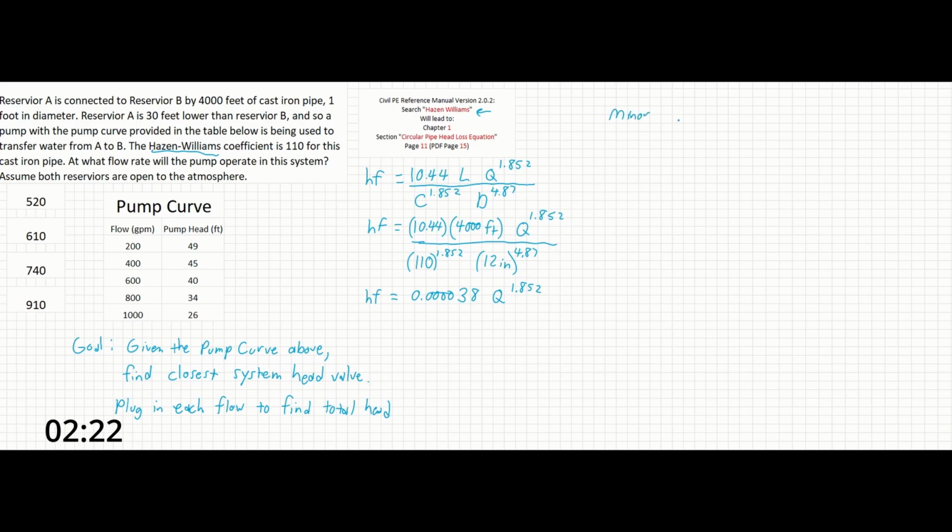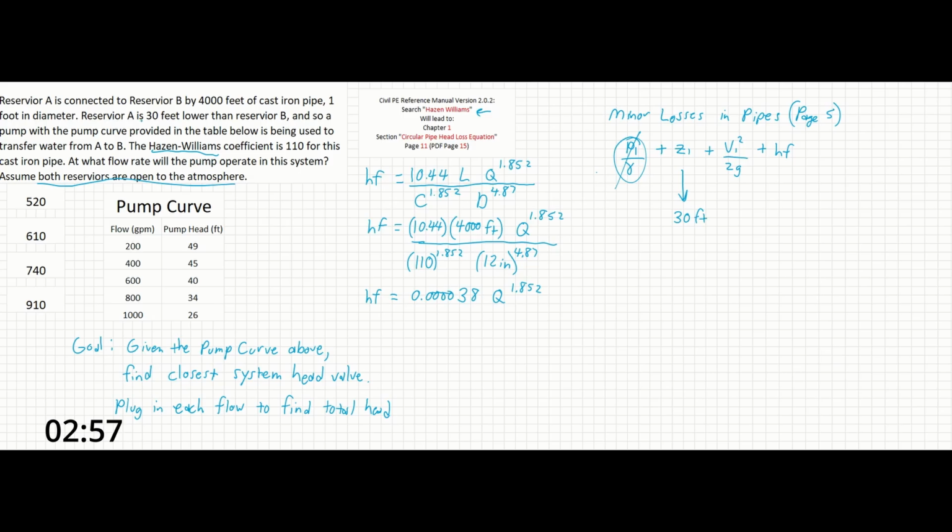On the left side of the equation, we are focused on head. The problem gives us the term for H_f, but there are other head losses we need to account for as well. Pressure head can be ignored, since both reservoirs are open to the atmosphere. Elevation head needs to be included, since it's noted that reservoir A is 30 feet lower than reservoir B. Finally, there is the velocity head to consider.